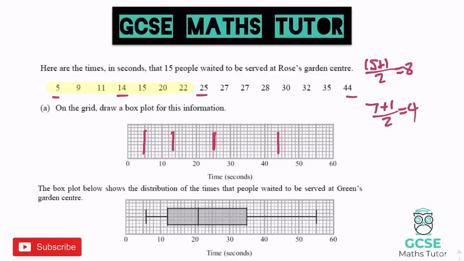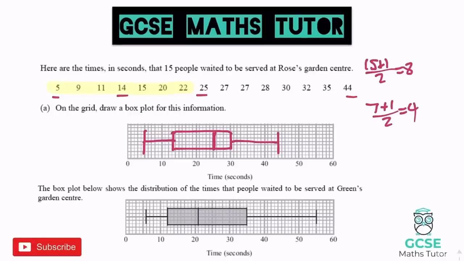And then looking at the higher quarter there. 27, 27, 28, 30. Okay, so once you've marked all of those on there, you've got to join up your little box. There we go, making it look like the one that you can see below, and then join up these parts here, and there's your box plot drawn.